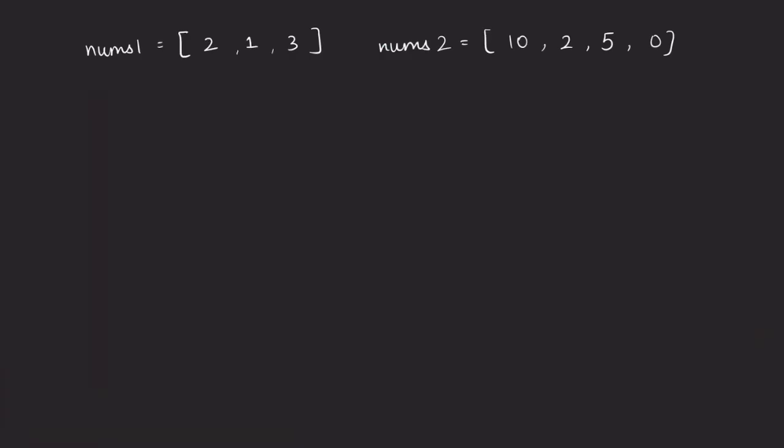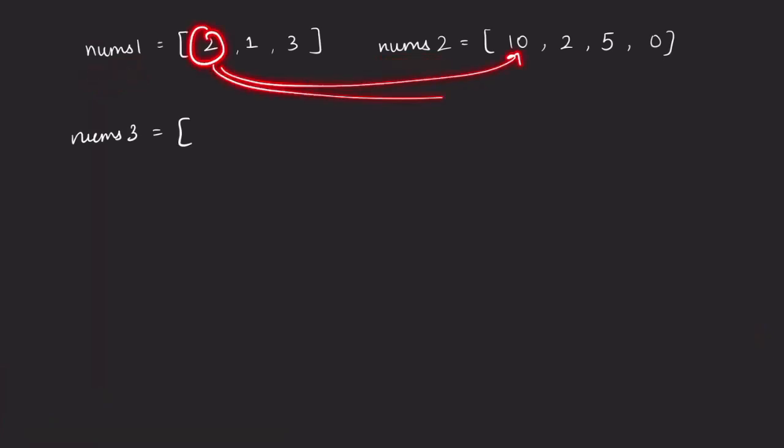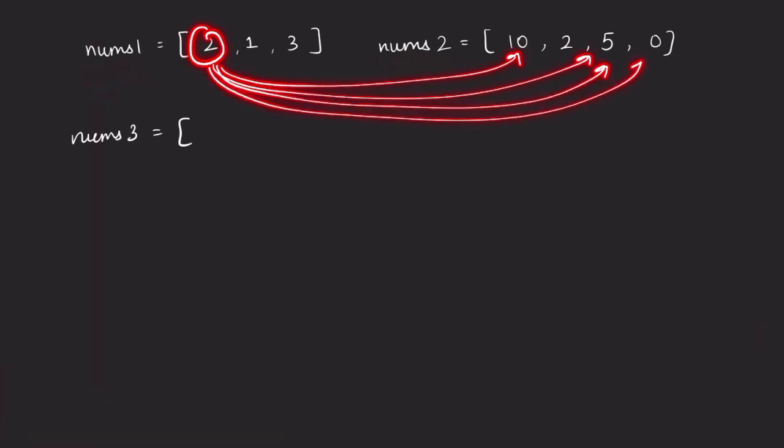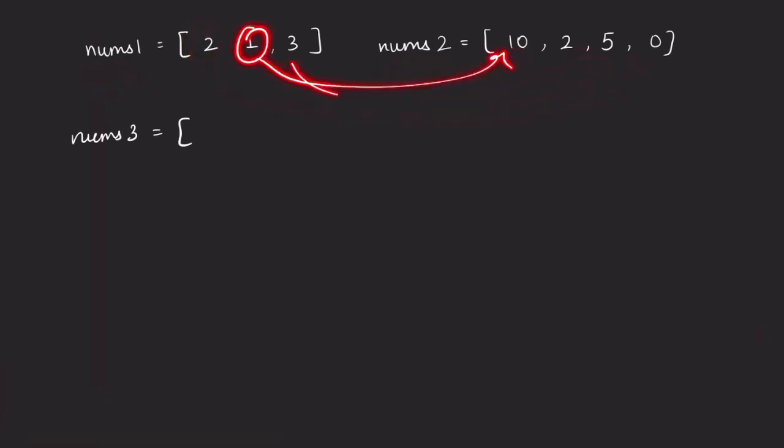So what they are saying is that in the input, we are given two integer arrays, nums1 and nums2. Now, there is a third array, nums3. In this array, we do the XOR of each element of nums1 with each element of nums2 exactly once. So basically this 2 is XORed with 10, 2, 5, 0. Then this one is XORed with again all of these elements and then 3 also, right?